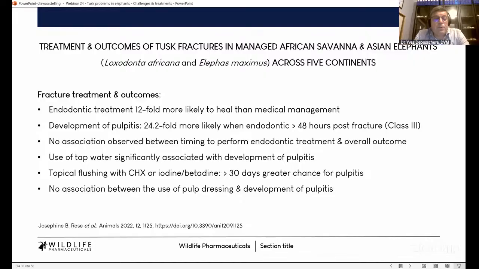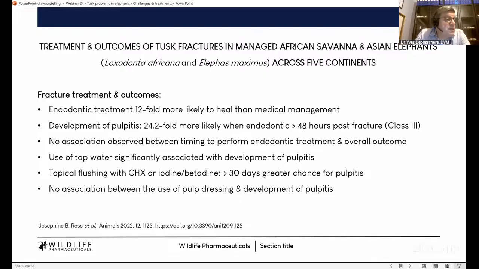The use of tap water, on the contrary, was significantly associated with the development of pulpitis. And the reason is that if you use tap water, there is a very large accumulation of debris, and that will be flushed in with a large volume of water. So you will induce pulpitis very easily.